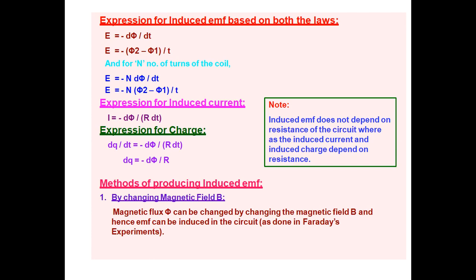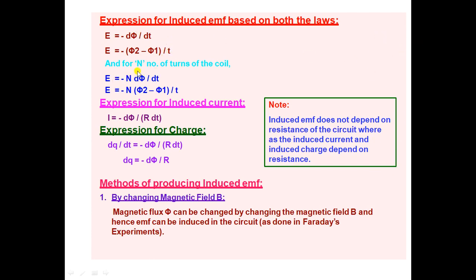So according to the law, E is equal to minus d phi by dt. That is, EMF is equal to the rate of change of magnetic flux. So d phi we may write as phi 2 minus phi 1 divided by t. E is equal to minus (phi 2 minus phi 1) divided by t, where n is, suppose, the number of turns of the coil. Suppose for one turn of the coil, E is equal to minus (phi 2 minus phi 1) by t.